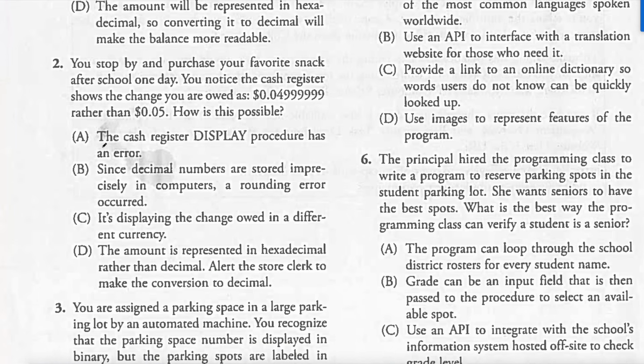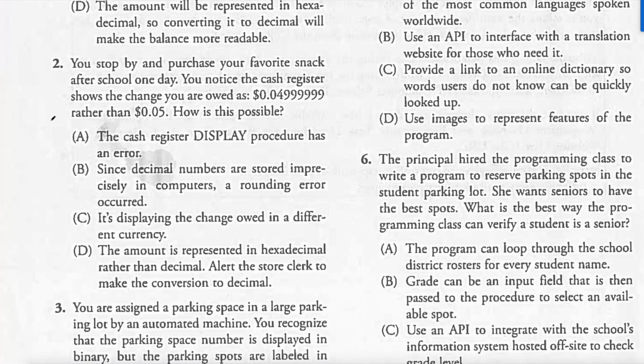Okay, for number 2, it says you stop and purchase your favorite snack after school one day. You notice that the cash register shows the change you are owed is 0.049999 rather than rounding it up to 0.05. How is this possible? A says the cash register display procedure has an error. Now, that might seem reasonable, but if it's programmed correctly, the display should know that it's dollars and cents, and it should allot a certain number of units for you to see that number.